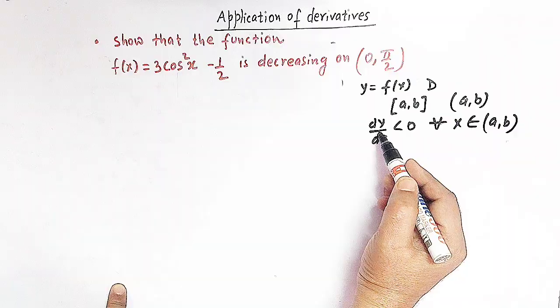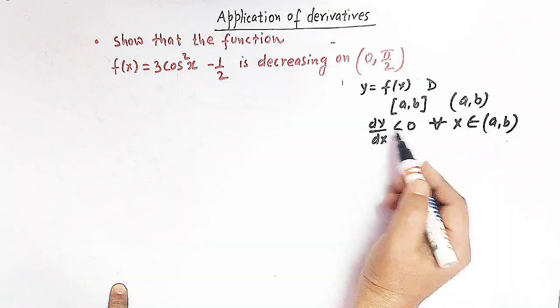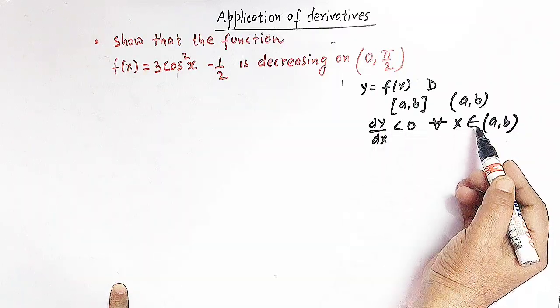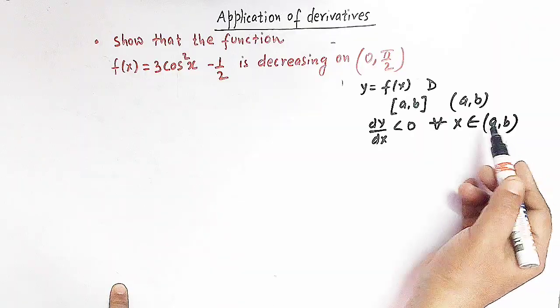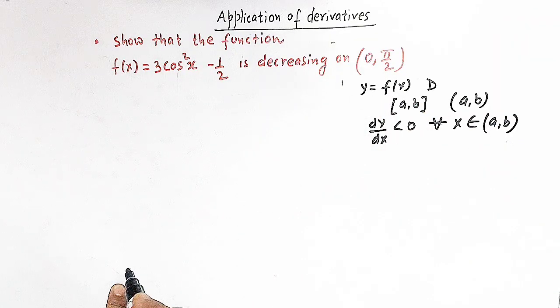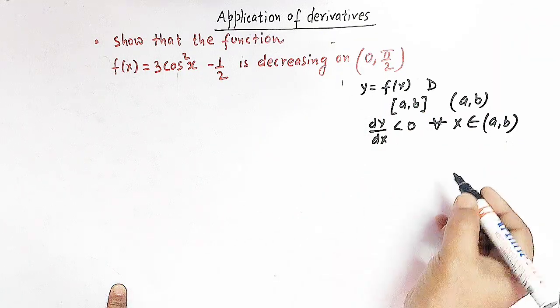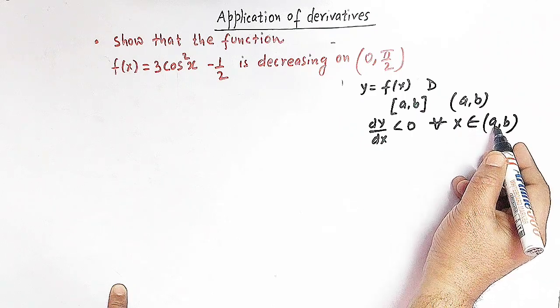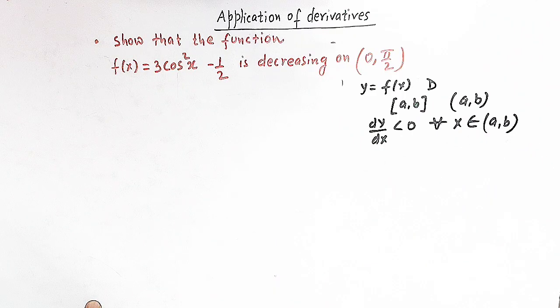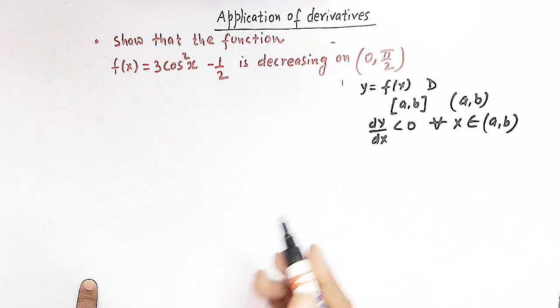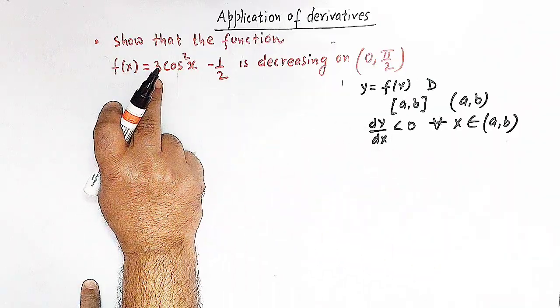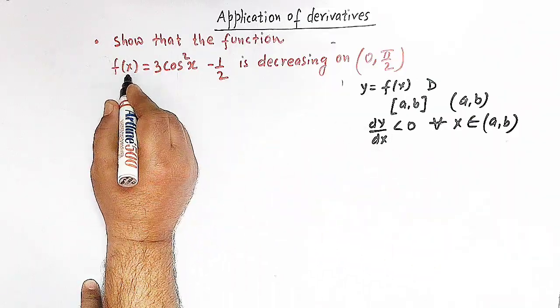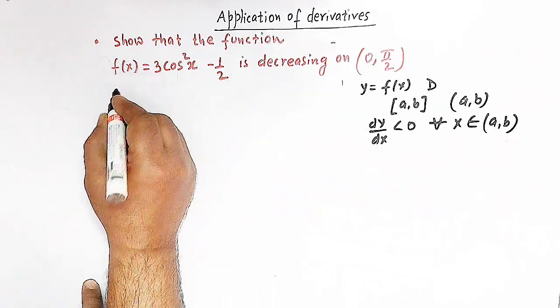So if the derivative is negative, that is less than 0, for all x belonging to this interval, then the function is said to be a decreasing function for all x belonging to (a, b), right? So here we'll apply this concept to this function. Let us first find out the derivative of this function.